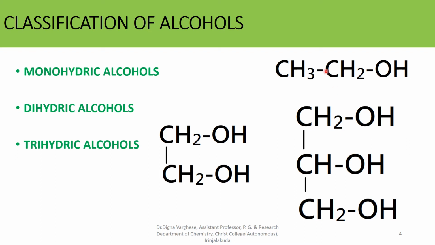Monohydric alcohols are also classified into primary, secondary or tertiary alcohols. So compounds containing 2 OH groups are called dihydric alcohols. One OH group is known as monohydric alcohols and 3 OH groups is known as trihydric alcohols, and so on.